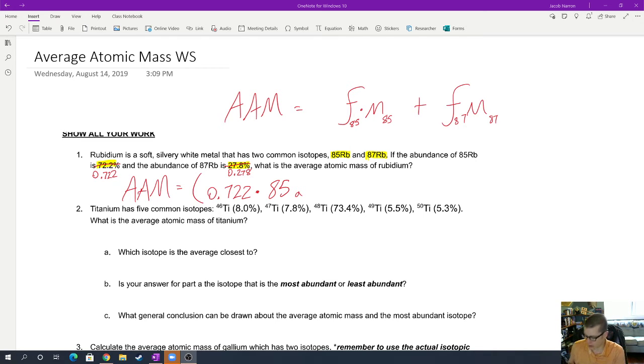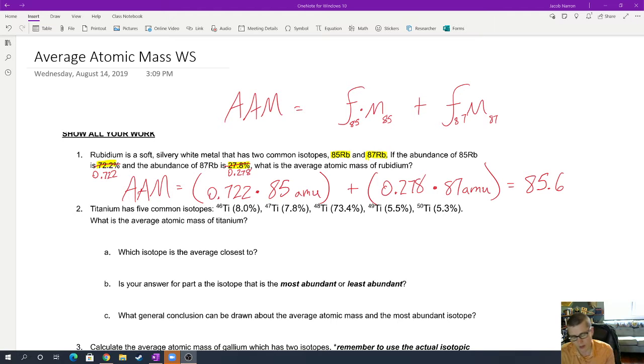So let me get my calculator while OneNote is slowly trying to load all this stuff. And we'll see what we get. So I'm putting 0.722 in my calculator times 85 plus 0.278 times 87. You guys have calculators. You know how to do that. I'm going to go ahead and call that 85.6. Okay, so we get 85.6 AMU, an answer that should make sense.